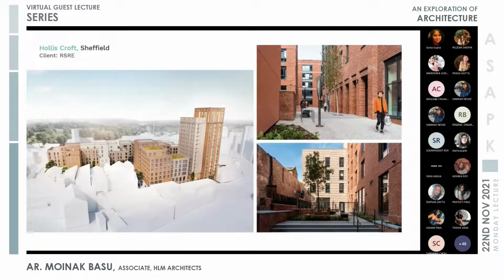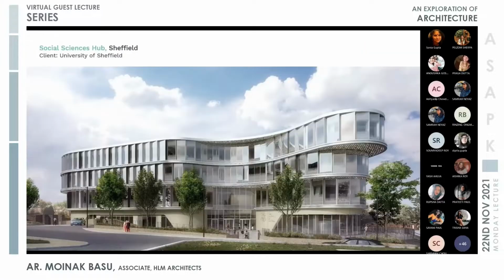This is a project in Sheffield. It's Holliscroft. This was a 970 bed student accommodation block. Again, this was done in traditional construction because modular hasn't reached out that far into the living and community sector yet. This is a university building for social sciences for the University of Sheffield.